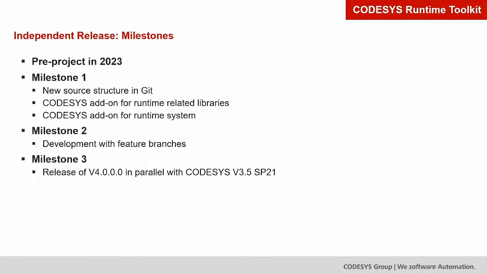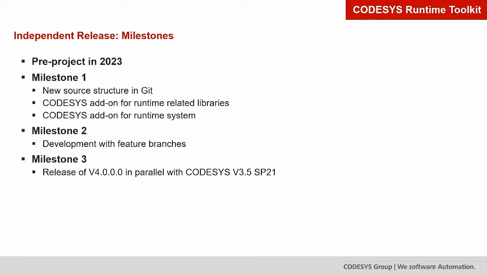In 2023, we did a pre-project. We did a lot of investigation and created infrastructure. Now our first milestone is to move to a Git repository. Currently we are using SVN. In addition to that, we will provide an add-on with all the runtime related libraries. So the system libraries, syslibs, will be in our own package, not with the setup itself. In addition, the runtime system itself will come as an add-on.